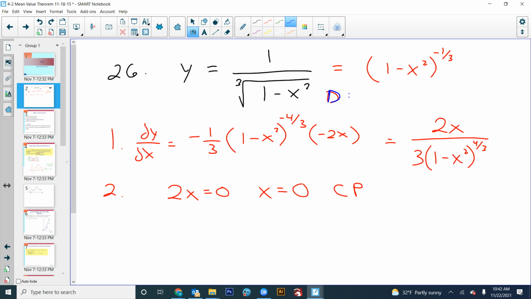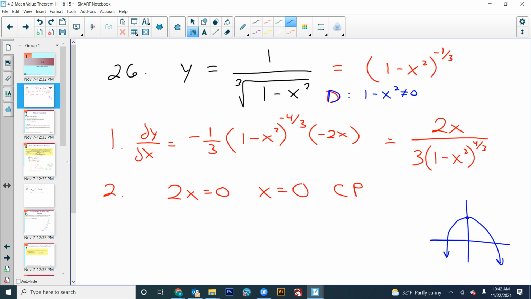So for this domain, we're not setting 1 minus x squared greater than 0. The only issue is when that 1 minus x squared equals 0. Do you agree? The denominator cannot be 0. Okay? And for domain, I'm not going to write it yet. I'm going to say 1 minus x squared cannot equal 0. Okay? So what does 1 minus x squared look like? 1 minus x squared. Do you agree?